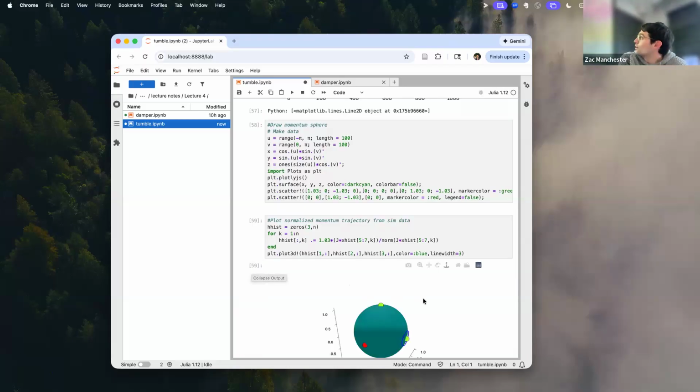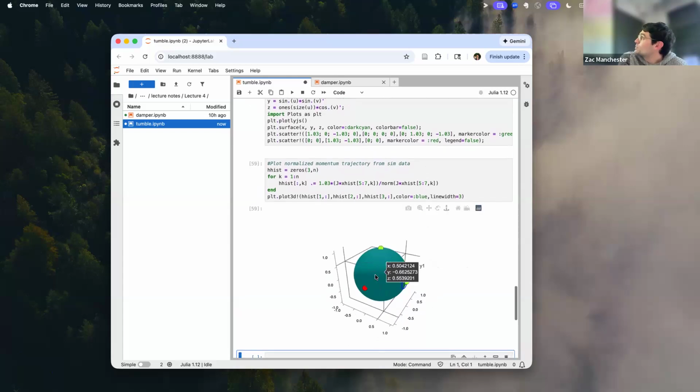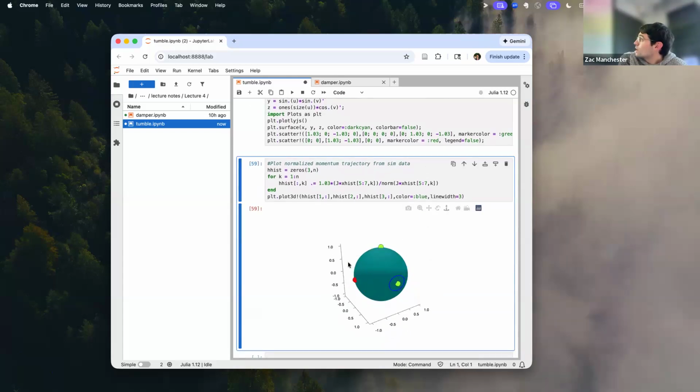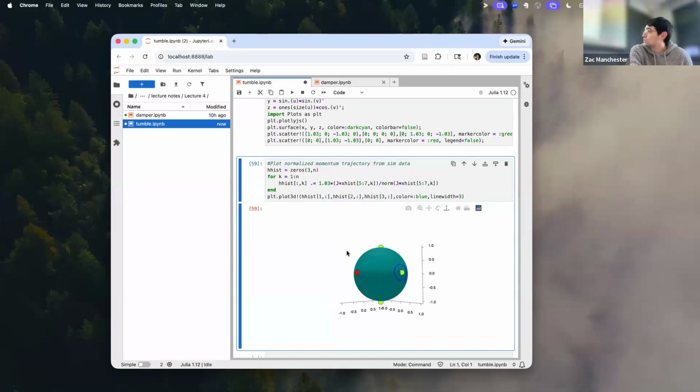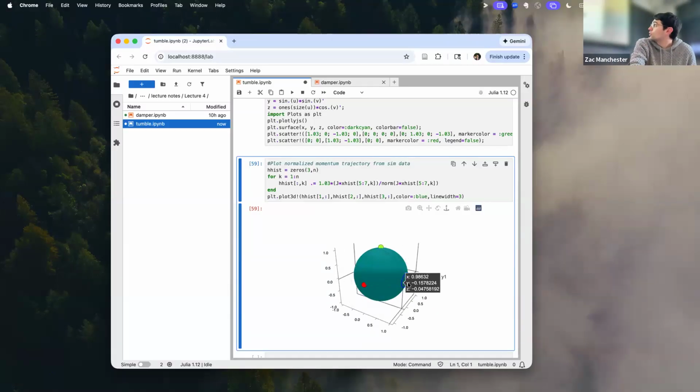Okay, cool. So we have the momentum sphere. Green dots are the stable equilibria, so the minor and the major. Red dots are the unstable ones, the intermediate ones. And I just kicked off with x component equals 1 with a little perturbation.